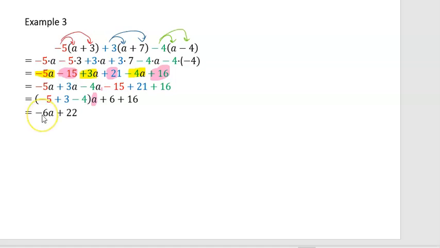So if you have trouble doing -5 plus 3 minus 4, slow down. -5 plus 3, that gives us -2, because more debt than credit, $2 more debt. And then -2 minus 4, it's $2 debt plus $4 debt, that gives a -6. So that's how I got that. Same thing here. More credit than debt, $6 more credit. Credit plus credit is $22 credit.